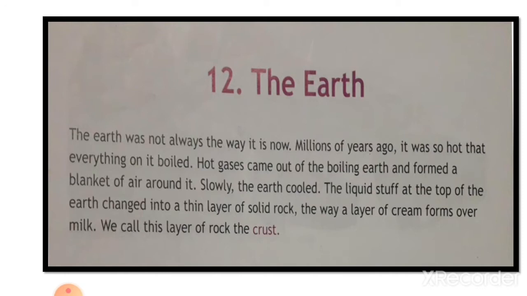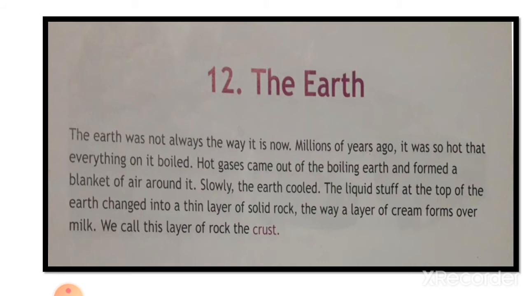So, what does it say? The earth was not always the way it is now. That is, the earth that we are seeing now is not like the earth that we have seen millions of years ago. It was so hot that everything on it boiled. The hot gases came out of the boiling earth and formed the blanket of air around it. Slowly, what happened? Yes, it cooled. That is, the earth cooled. So the liquid stuff at the top of the earth changed into a thin layer of solid rock. We call this layer of rock the crust. So this is how the earth crust formed.